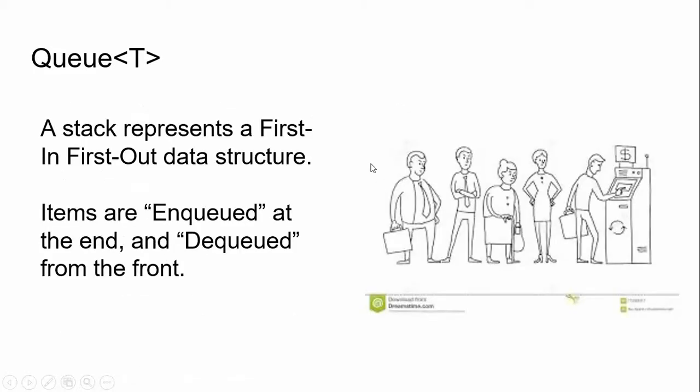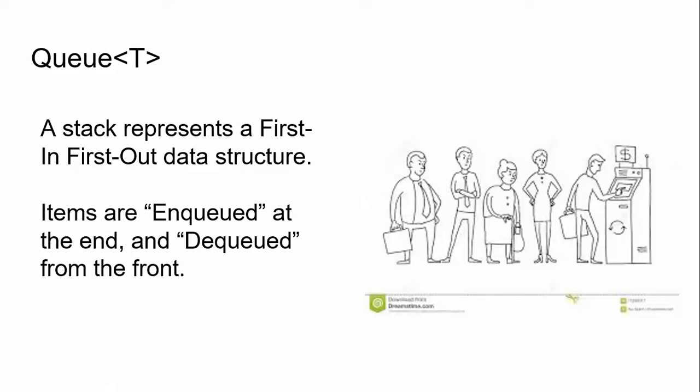The queue, also pretty easy to understand, and it is, again, a template class or a generic class. So it's a queue of some type, a queue of type T. It is a first in, first out data structure. So the first guy in line is the first guy out of the line. When people or objects are put into the queue, they go at the back of the line. And when you take things out of the queue, they come out of the front of the line. Things go in the back and they come out the front. That's how a queue works.